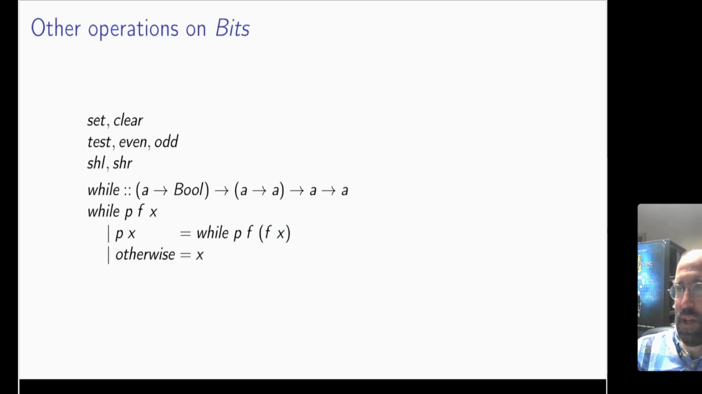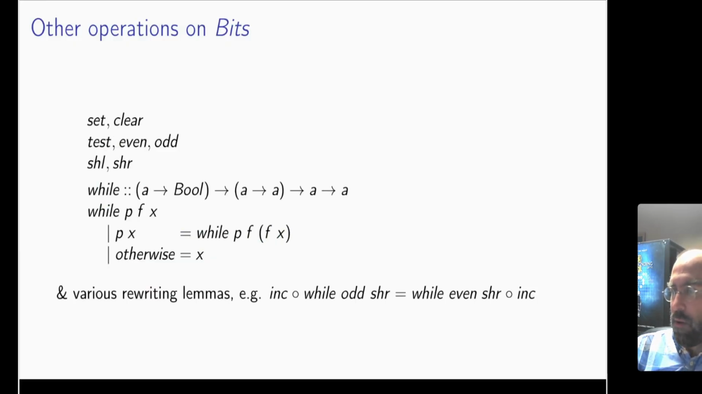There are some other things in the DSL, like setting and clearing bits, testing bits, left and right shifts, and then this generic while combinator that just keeps applying a function as long as a predicate is true. And there are various lemmas about how these things interact. We can rewrite them in various ways.